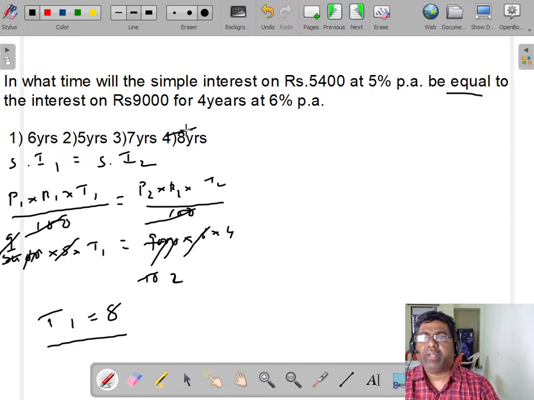Here the interests are equal, SI1 is equal to SI2. The SI1 formula is P1 R1 T1 by 100 equal to P2 R2 T2 by 100. On cancellation of the values, you get T equal to 8 years as the required answer. It's a very easy problem. Now go to the next problem.